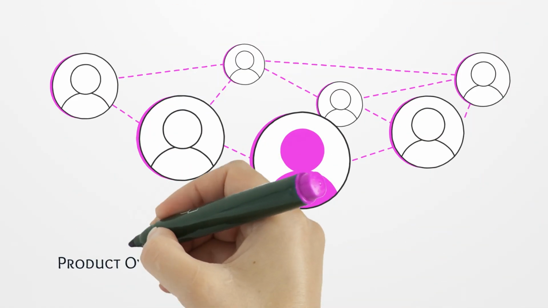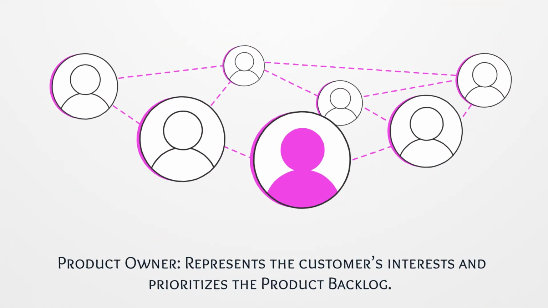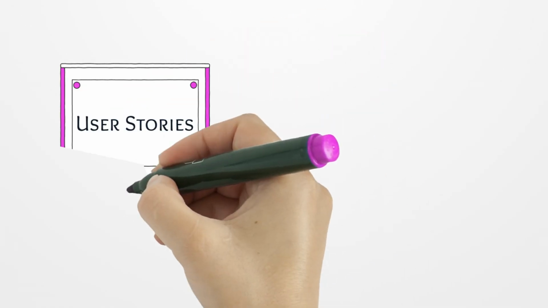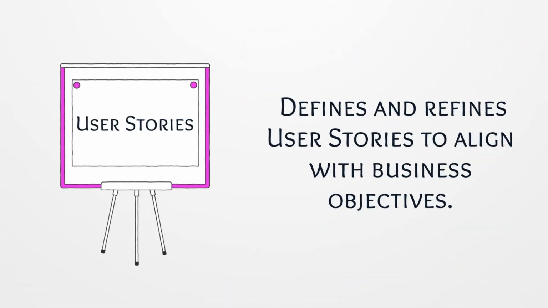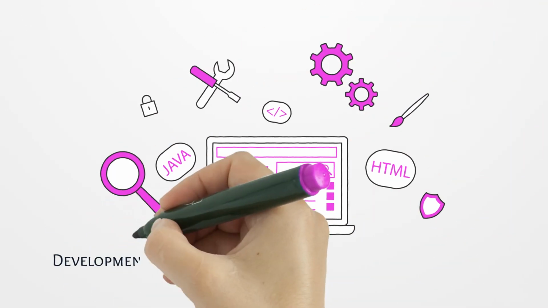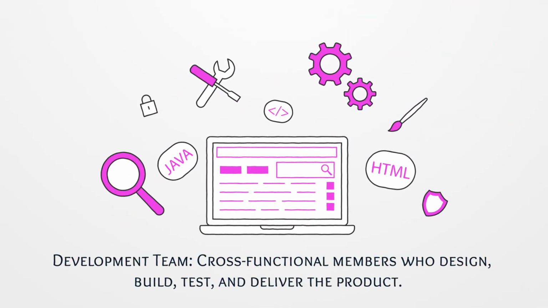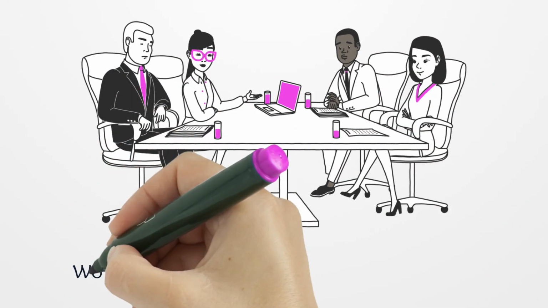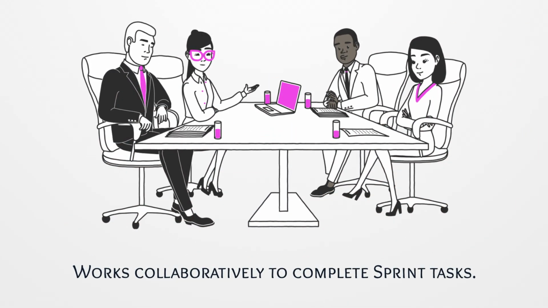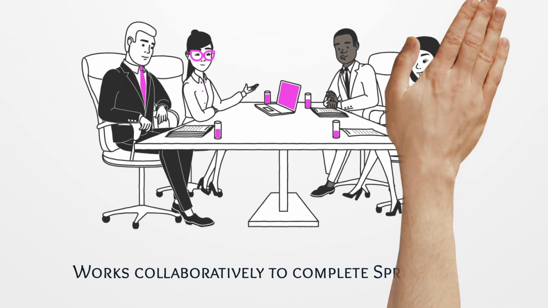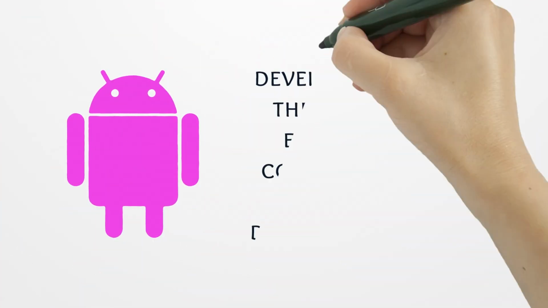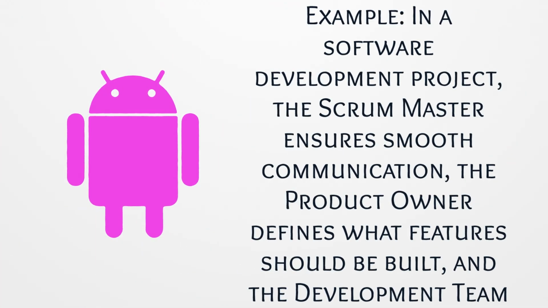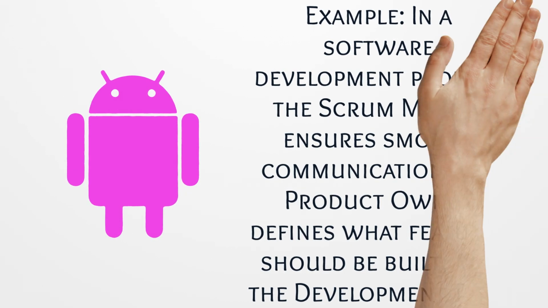Product Owner: represents the customer's interests and prioritizes the product backlog. Defines and refines user stories to align with business objectives. Development Team: cross-functional members who design, build, test, and deliver the product. Works collaboratively to complete sprint tasks. Example: in a software development project, the Scrum Master ensures smooth communication, the product owner defines what features should be built, and the development team creates and tests them.